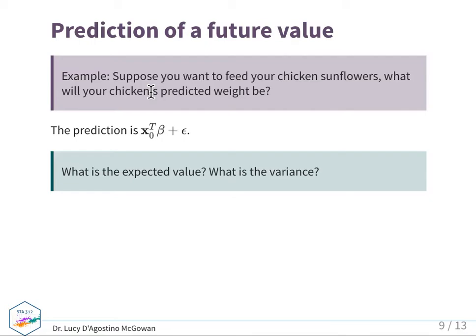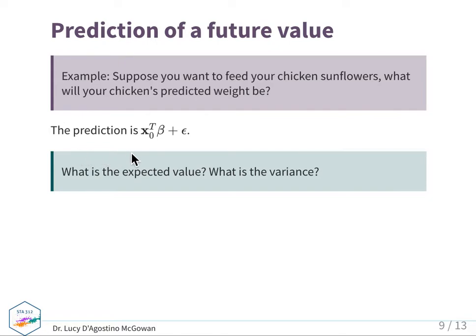Okay, now let's talk about a prediction of a future value. This is an example something like, suppose you want to feed your chicken sunflowers. What will your chicken's predicted weight be? Now the prediction is slightly different because we're predicting a future response.